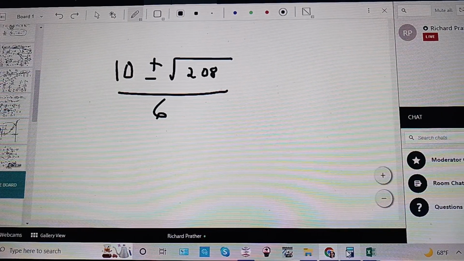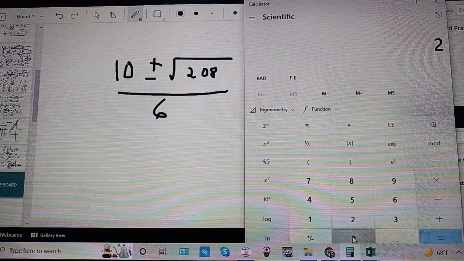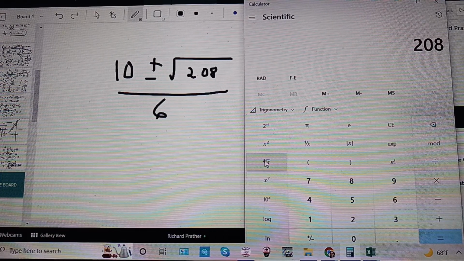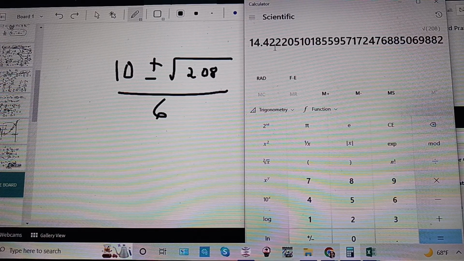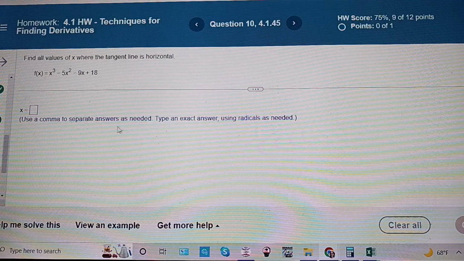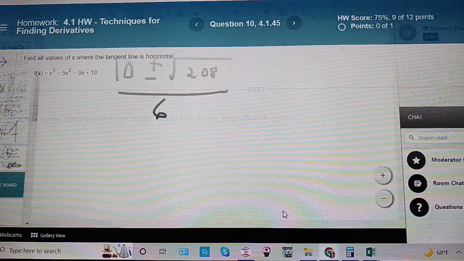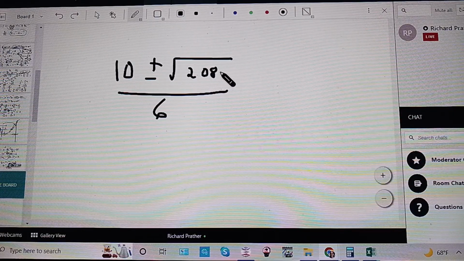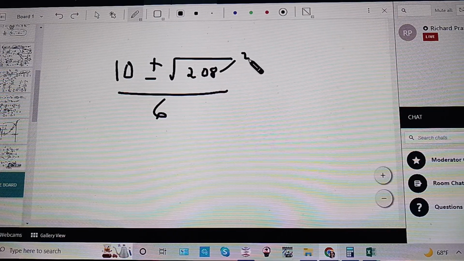So this is, you just get a decimal answer is basically what's going to happen. The square root of 208 is 14.422205. Round, see how it says, oh no, it does say type an exact answer. That's weird. Okay, I guess they just want it left that way then. So then the other issue is exact answer. We might have to worry about this reducing.